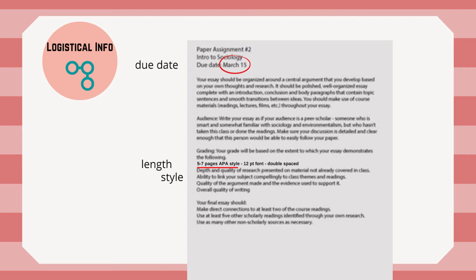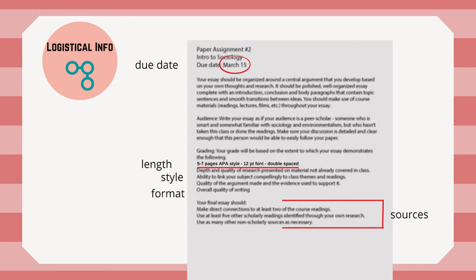If not mentioned in the assignment, your syllabus may indicate which style to use for all assignments in the course. Formatting. Double-spaced or single-spaced. Margin specifics. Font size, or page numbers. Sources. Will you need to do any research and/or visit a library?